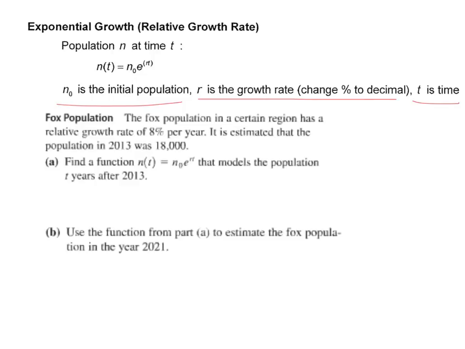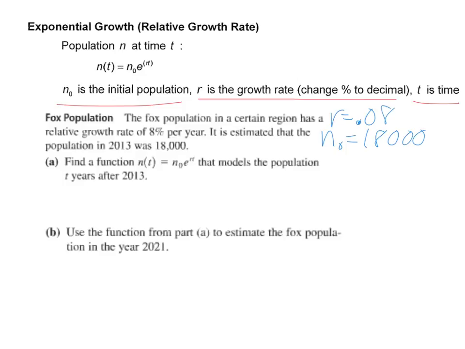So it says the fox population in a certain region has a relative growth rate of 8% per year. So I know r, 8%, would be 0.08. It's estimated that the population in 2013 was 18,000, and we're starting at 2013. So n naught is 18,000.